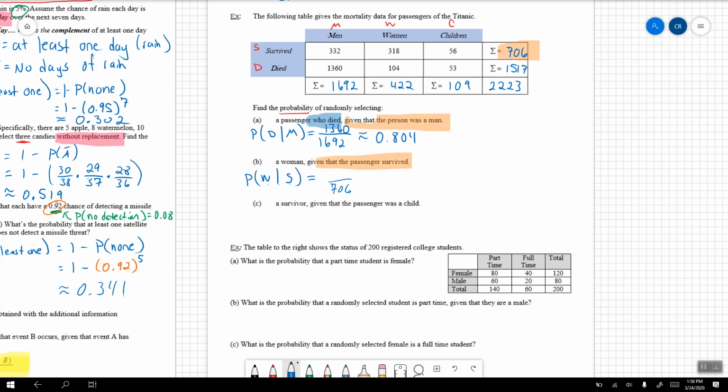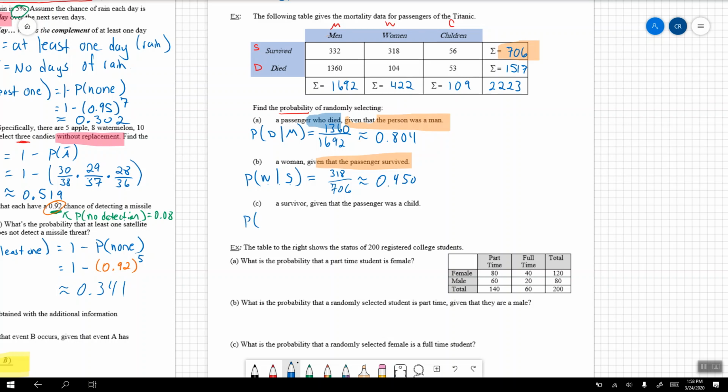Now, we need to look at the probability that we're concerned with. How many of those passengers were women? So women passengers that survived was 318. So this probability is 318 out of 706, which was roughly 0.450. Nice. Getting the correct probabilities, awesome.